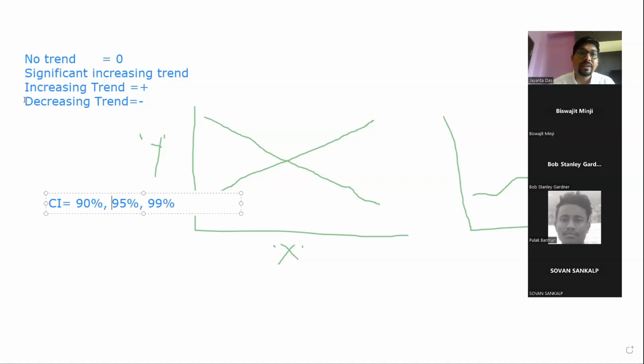So no trend, significant increasing trend, and significant decreasing trend. We can categorize this way. That means it's a two-way test. Spearman Rho is a non-parametric test. Also, it is a two-way test, and we can consider this confidence interval using the SPSS software.